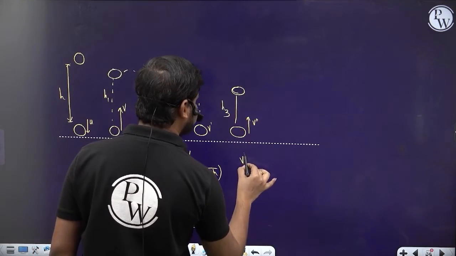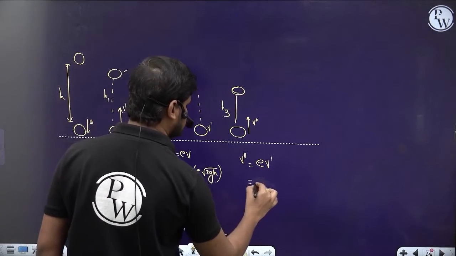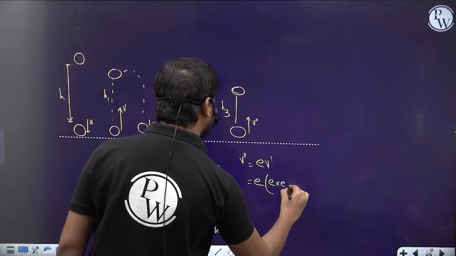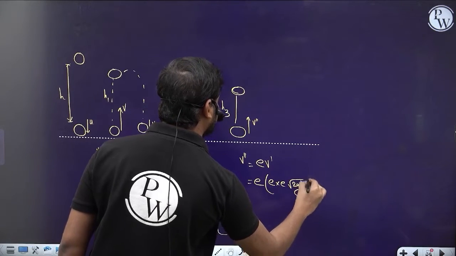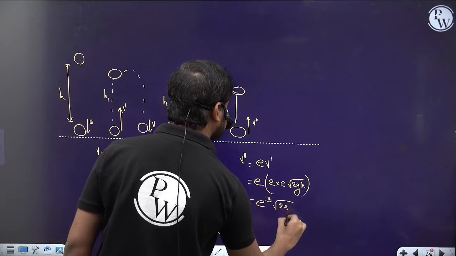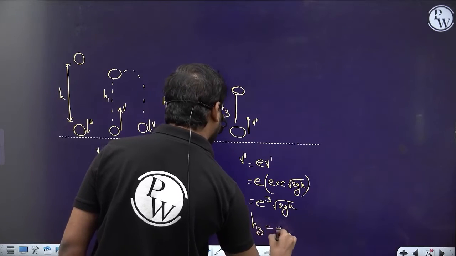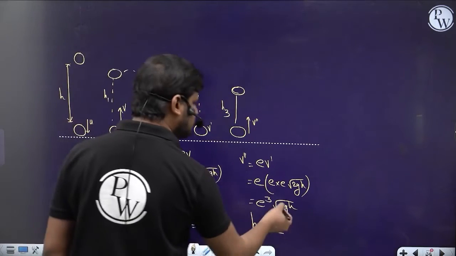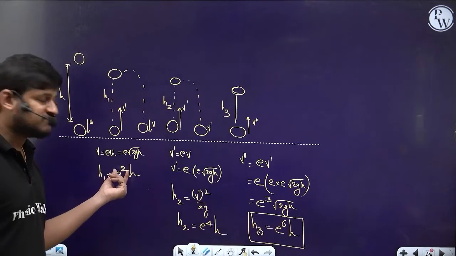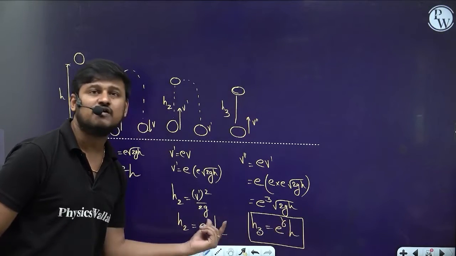So v double dash is equal to e into v dash. What is v dash? v dash is e into root 2gh, which becomes e to the power 3 into root 2gh. So height h3 will become e to the power 6 h after squaring and cancelling 2g. Understanding, guys? First height e square into h, second e to the power 4 into h, third e to the power 6 into h, where e is the coefficient of restitution.